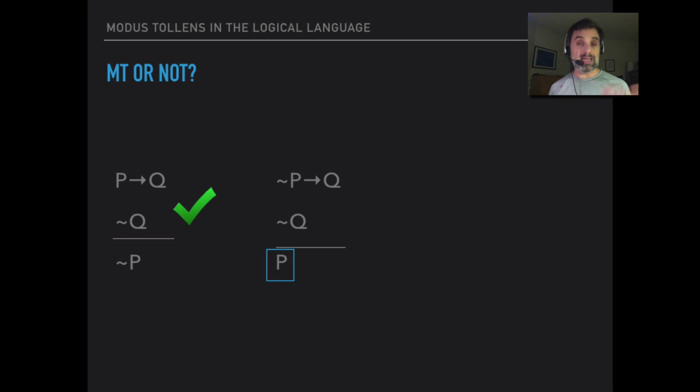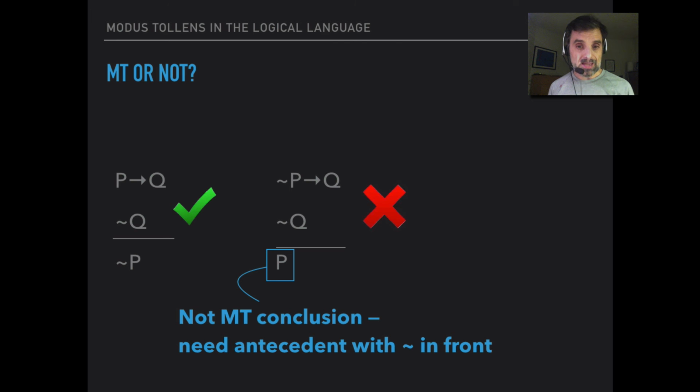In this sense, it's not modus tollens. It's not the right conclusion. We need the antecedent with a negation on the front, and that's not what this is. Now, is this a valid argument? Indeed it is. You could do a derivation of it. Perhaps you will. But it's not just modus tollens. It's bigger than that.